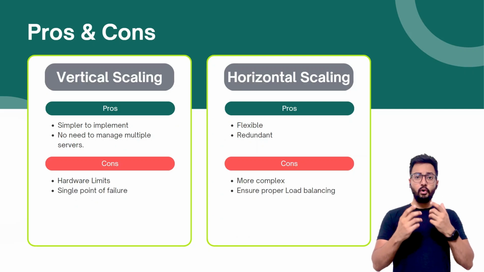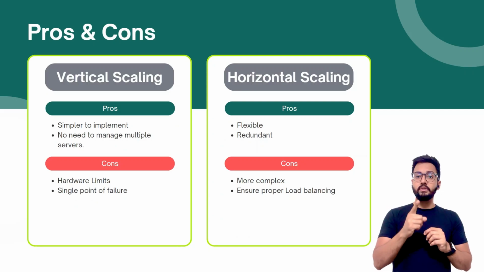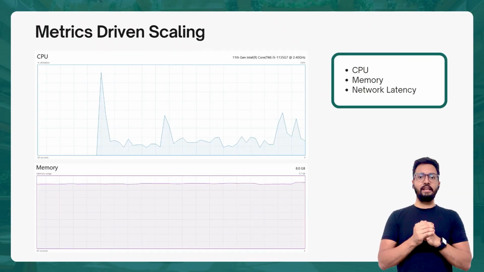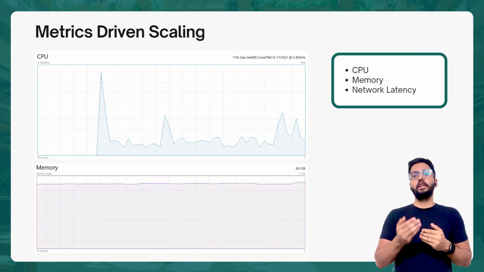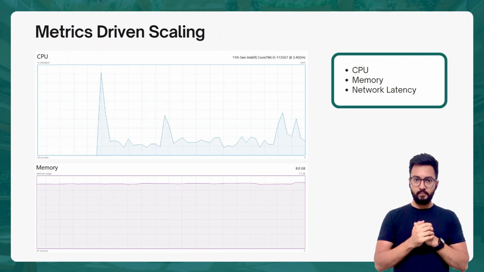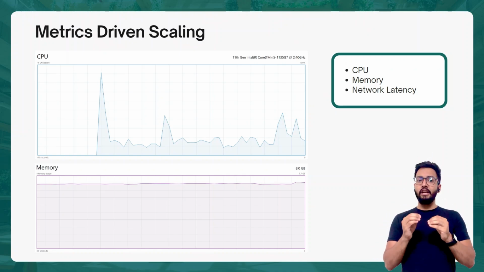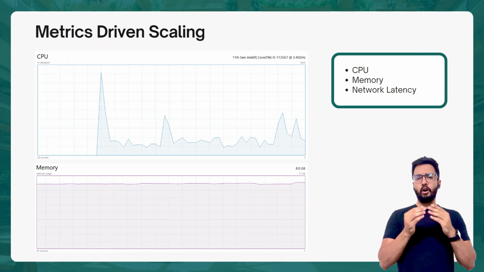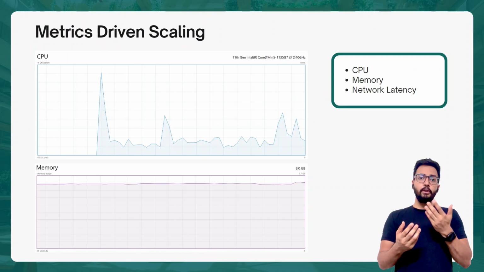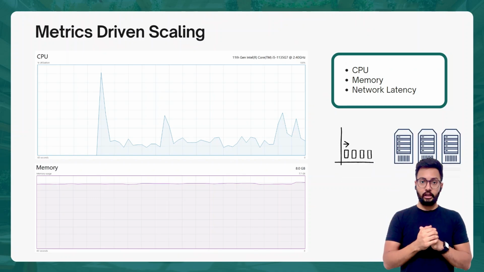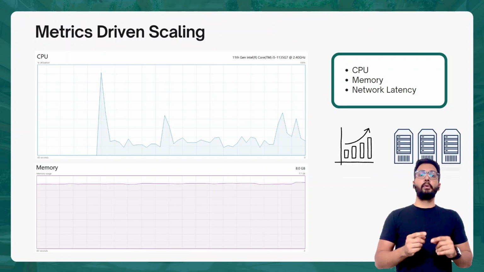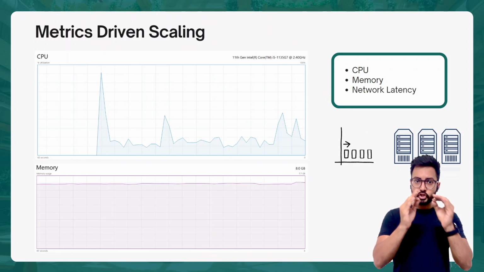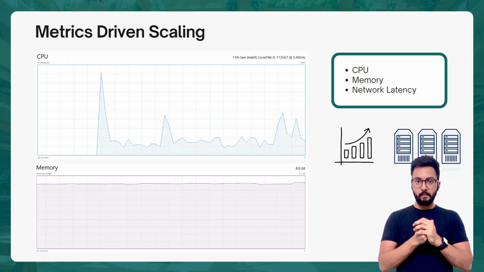So, how does the system know when to scale? Here comes the concept of metrics-driven scaling, which relies on monitoring key metrics like CPU usage, memory consumption, and network latency. When these metrics cross a predefined threshold, the system adds or removes resources. For example, if CPU usage stays above 70% for a given time, autoscaling kicks in to prevent performance degradation. This is called threshold-based scaling, and it's the most commonly used approach in cloud systems.